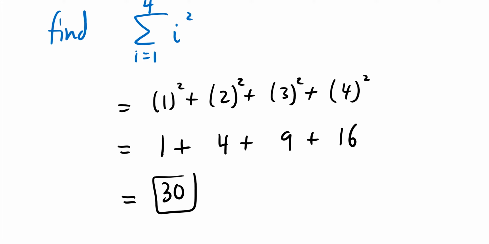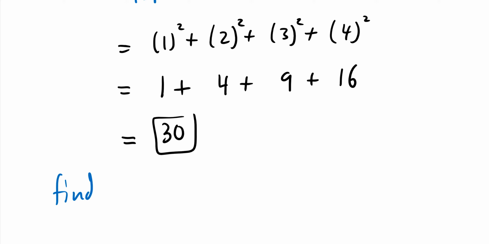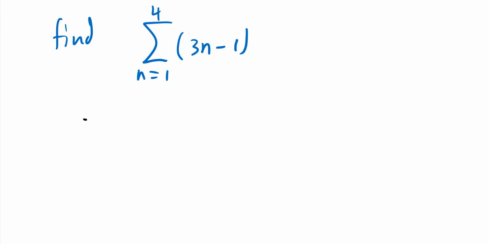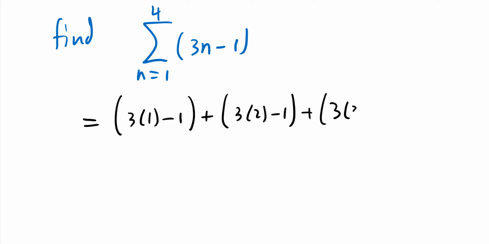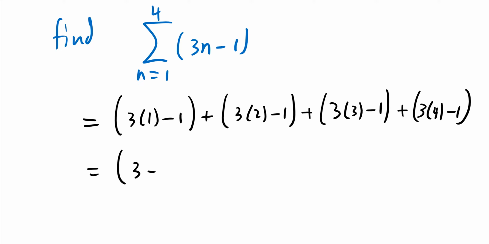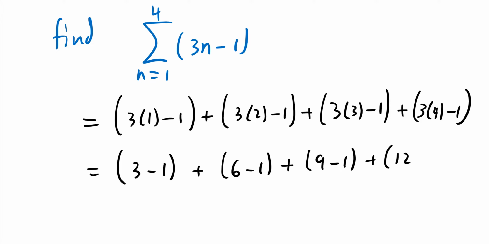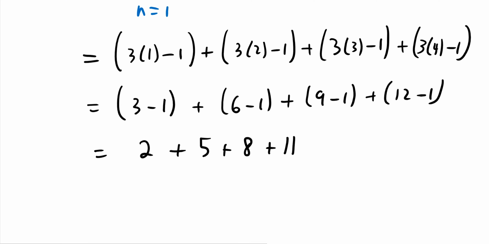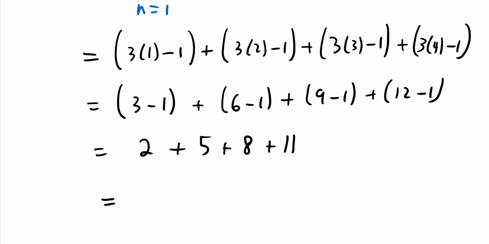They can ask us in a different way. Another example on sigma: the sum of 3n minus 1, n equals 1 to 4. How do you find that? You substitute n equals 1, so 3 times 1 minus 1. Substitute n equals 2, 3 times 2 minus 1. Substitute n equals 3, 3 times 3 minus 1. Substitute 4, 3 times 4 minus 1. And what does that give us? 3 minus 1, 6 minus 1, 9 minus 1, 12 minus 1. So that gives us 2 plus 5 plus 8 plus 11. If we add all of that up, that gives us 26.